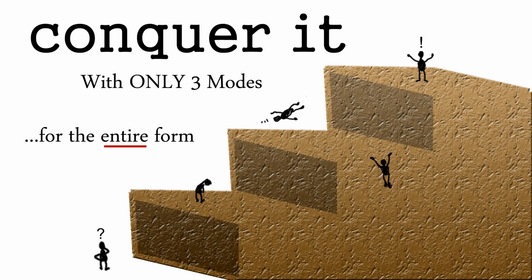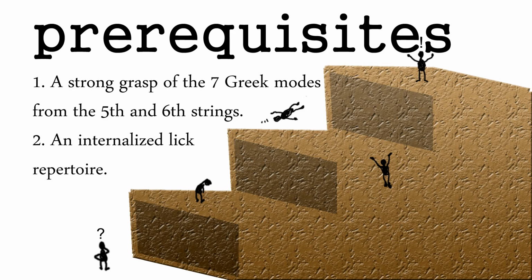But before we get started, there are some prerequisites to this technique. Number 1, you need a strong grasp of all the 7 Greek modes on at least the 5th and 6th strings, the A and the E strings, but it helps to know the modes across the entire length of the fretboard. Number 2, you will need to have internalized your lick repertoire, which simply means you just know what you want to play, and most of your lick bag has been memorized. But that's it. That's all you need.